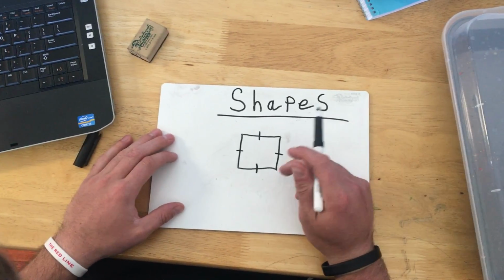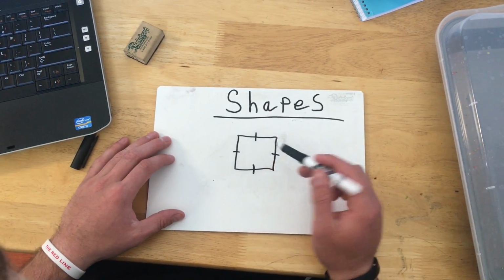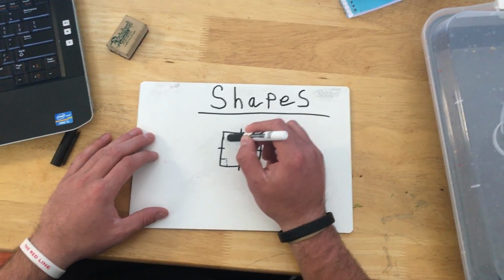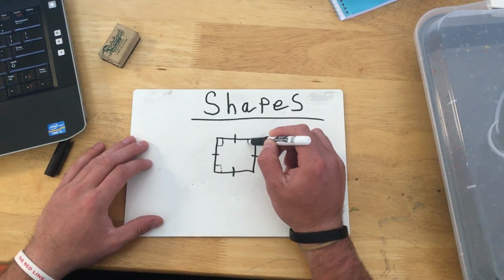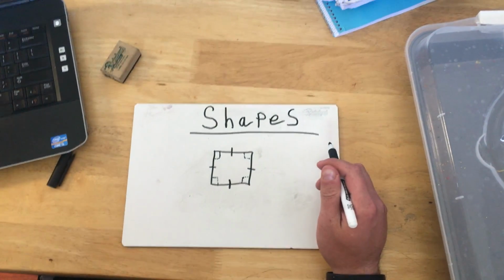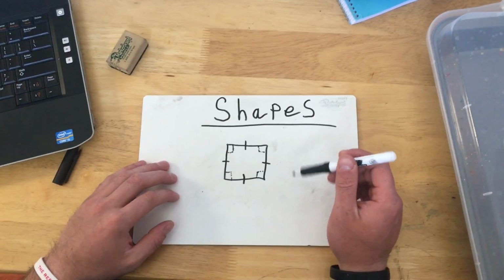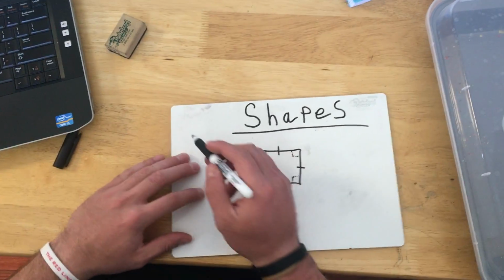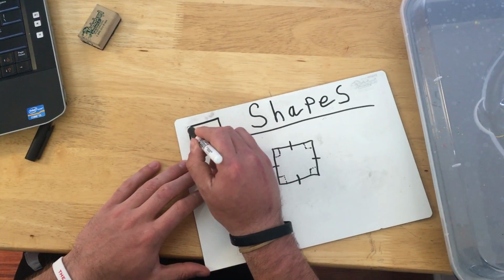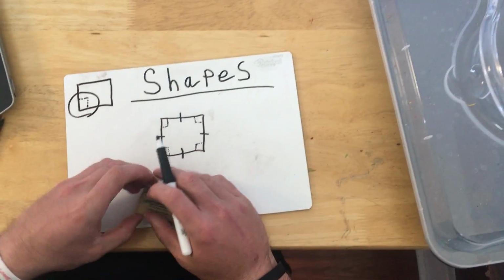angles. So a square has 4 corners, and all 4 corners have the same angle, which is a 90-degree right angle. So we're going to put our 90-degree right angle in each of the 4 corners. So that way the students know that a square has 4 equal sides as well as 4 right angles. So up here I'm going to write what a right angle is. (90 degrees).